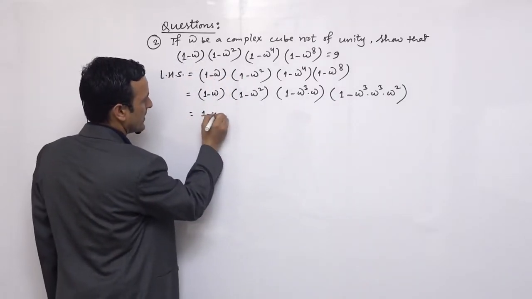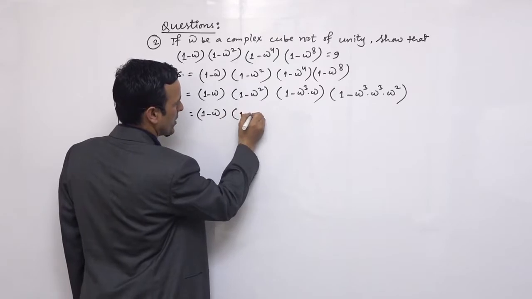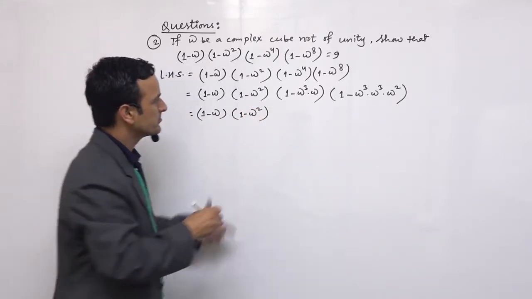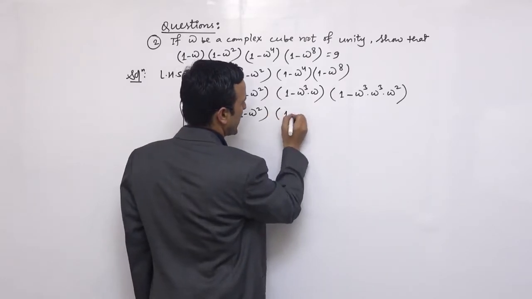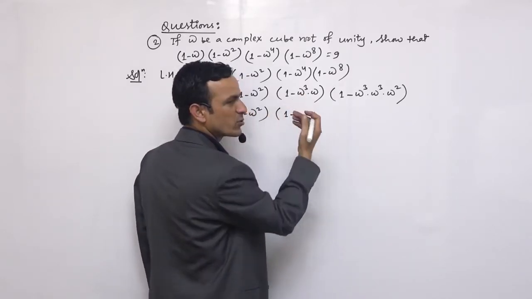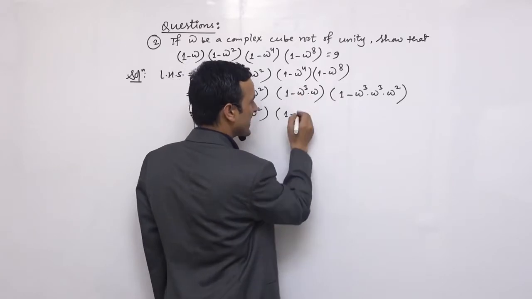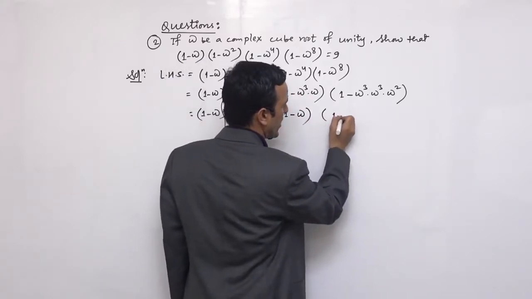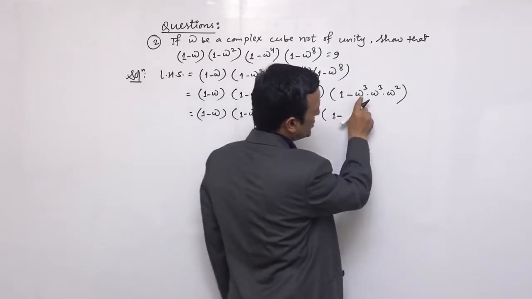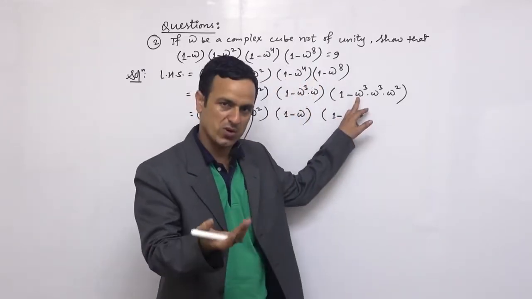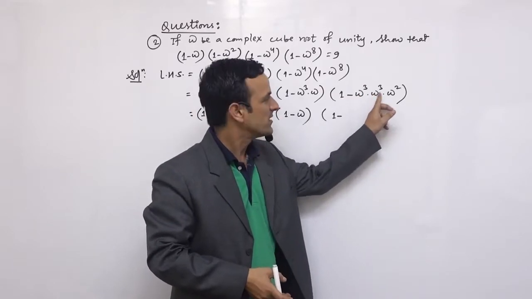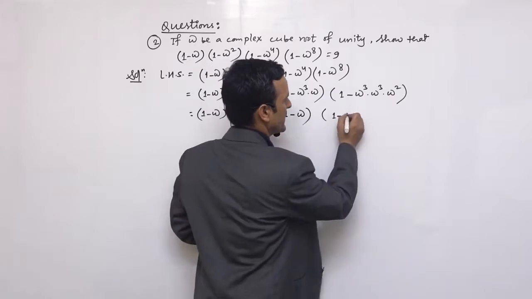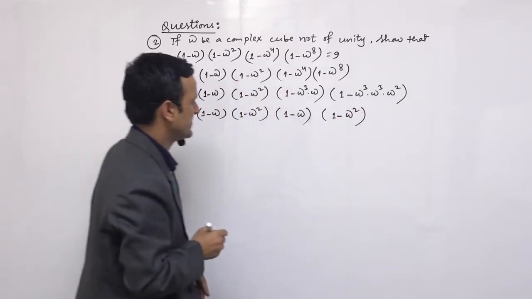Now 1 minus omega square remains the same. Here we can write omega cube means 1, and 1 into omega means omega, and here is 1, that is the same. This is also 1, omega cube means 1. This is also 1, and it is omega square. So 1 into omega square means omega square.